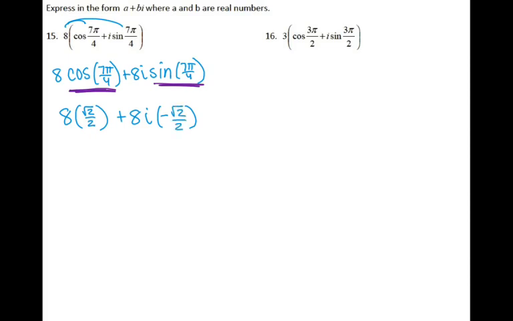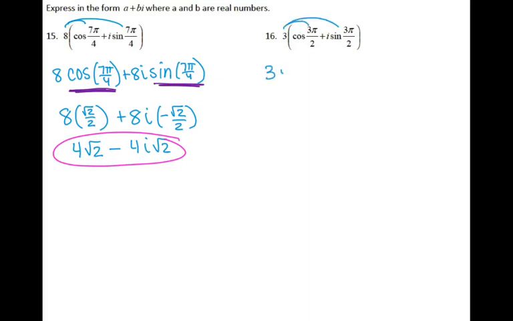And then from here, I just need to simplify my expression. So that gives me 8 root 2 over 2. Well, 8 divided by 2 is 4, so that's 4 root 2, minus, since it was negative, 4I root 2. And there is your complex number. I'm going to do the same thing over here. I'm going to distribute. So I have 3 cosine of 3 pi over 2 plus 3I sine of 3 pi over 2.